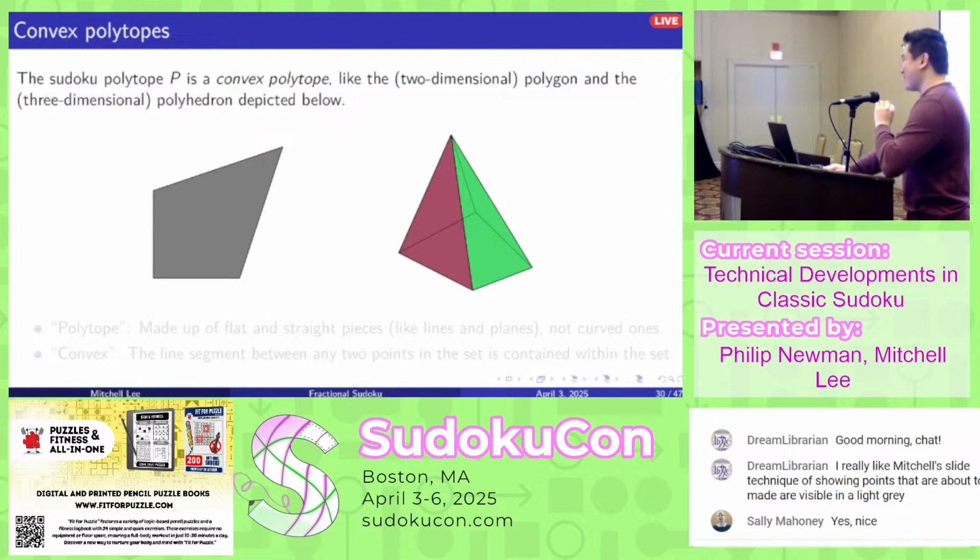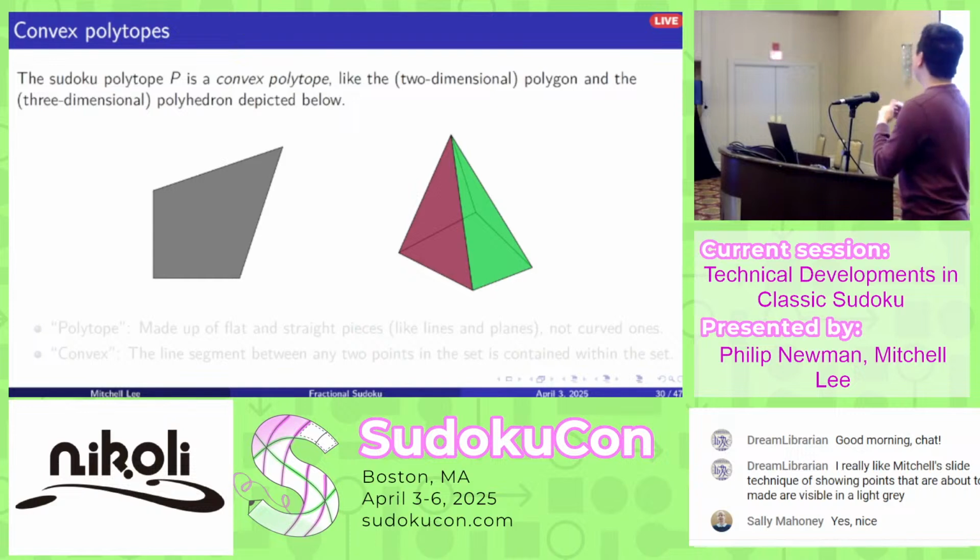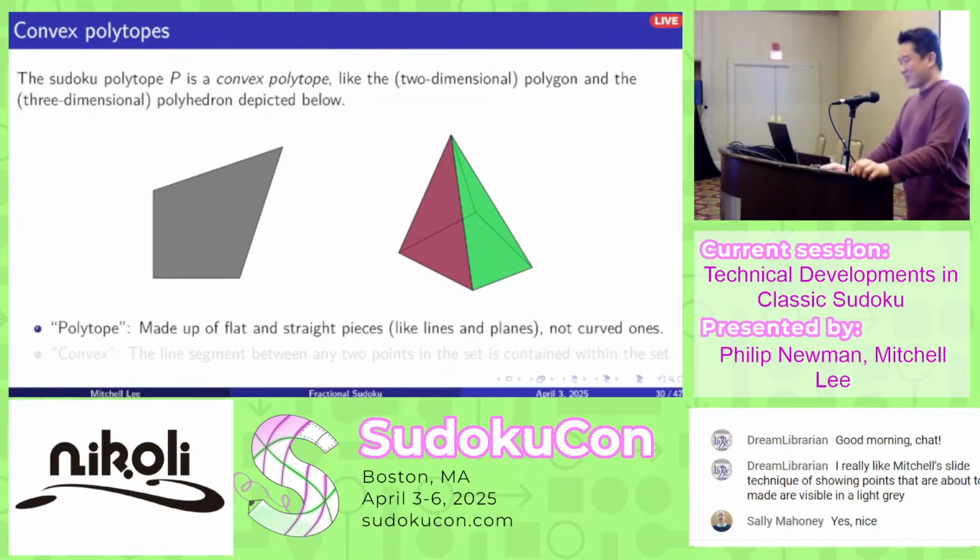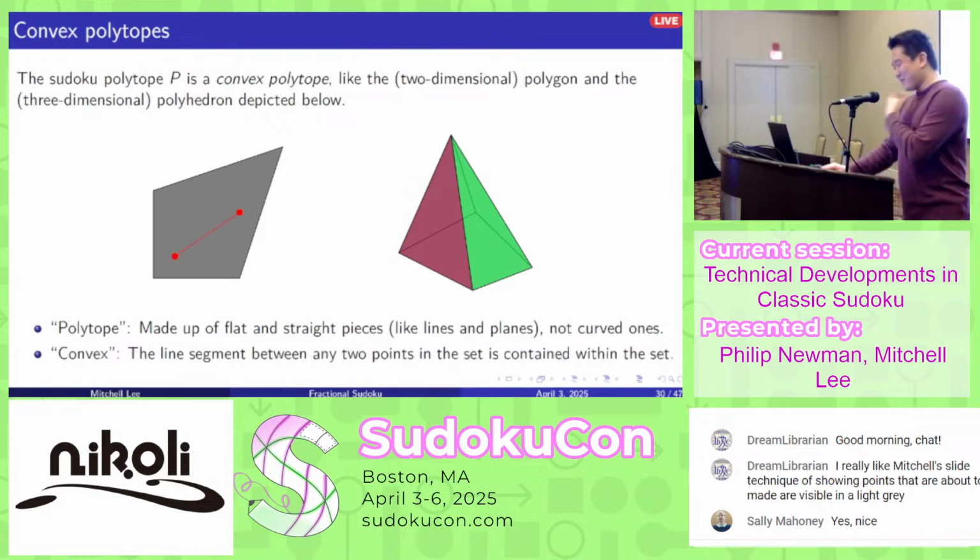But for now, I want to talk a little bit about what I mean by polytope. So a polytope, a convex polytope, is kind of a generalization of the kind of shapes that you see here, like the polygon and the polyhedron, except in any number of dimensions. Essentially, it's something that's made up of flat and straight pieces, and the line segment between any 2 points in the set is contained within the set.